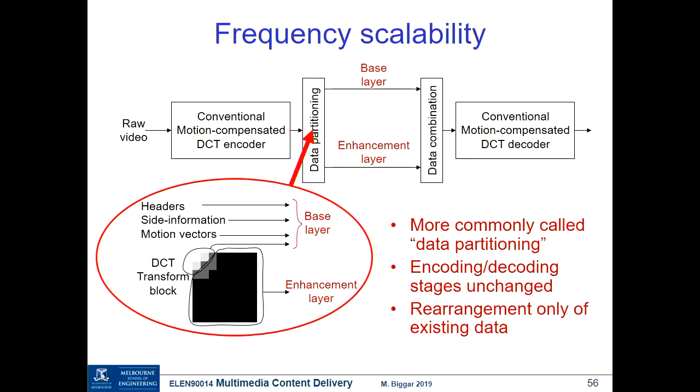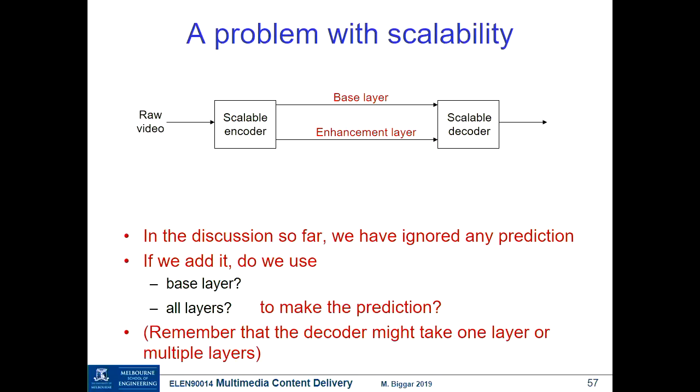Now, the problem with scalability. This is our concept. We've got this scalable encoder. We separate data out into a base layer and an enhancement layer. Let's just use one enhancement layer for now. In what we've talked about so far, I've waved my hands about quickly and shown you what we're doing, but I've ignored any prediction. Right? I've just said DCT, quantizer, variable length coding. If we add prediction, so we're predicting from one frame to the next, do we use the base layer or do we use all the layers to make the prediction?